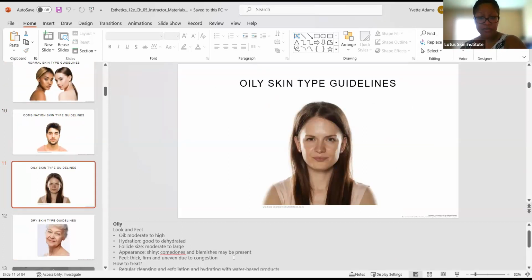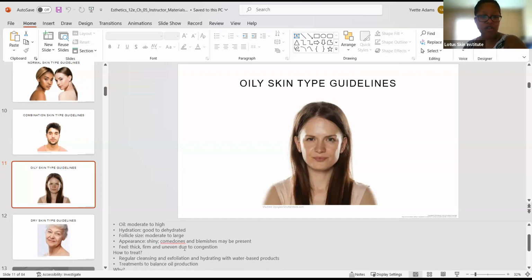So for oily skin, you can see the shine on her face, right? So it's moderate to high, good to dehydrated. Having oily skin does not necessarily mean they're dehydrated, right? So you have to have that conversation with them. Follicle size might be large because they're used to secreting a lot of oil from the sebaceous glands. Shiny appearance, lots of comedones and blemishes. You may have thick, firm skin, and because their skin is often congested, it may be uneven to the touch. It may not feel smooth.